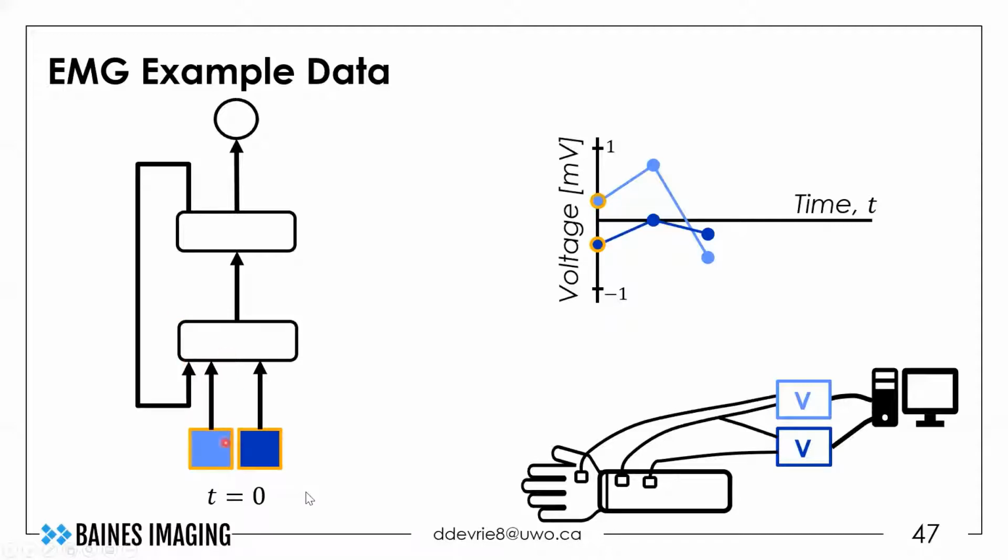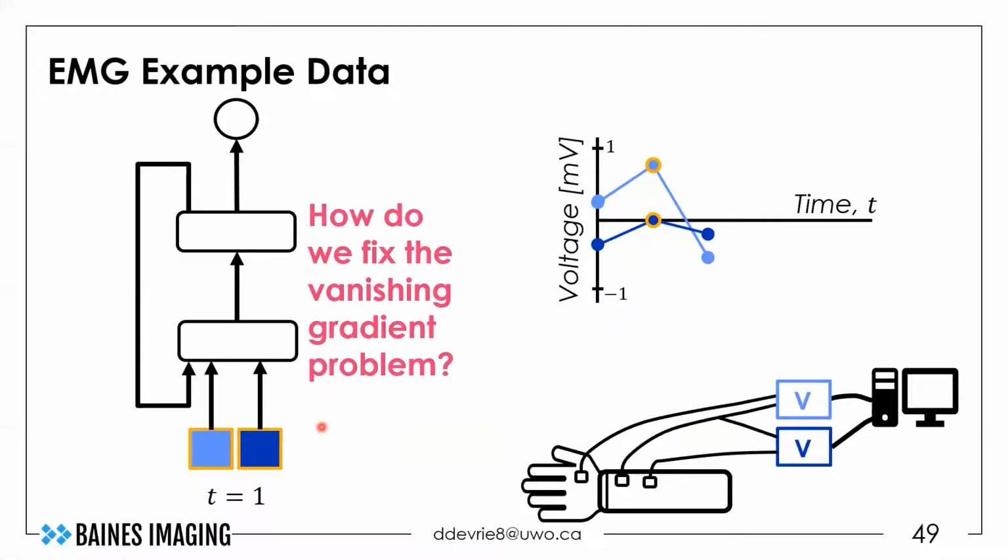So just to drive it home, at time step equals 0, we have a single scalar in light blue, and a single scalar in dark blue. That corresponds to these 2 data points. So that's just a single voltage value. And similarly, we could go to the next time step, and it would be different values that would be going into these 2 channels. So that's our setup, but now we want to really fix this vanishing gradient problem.